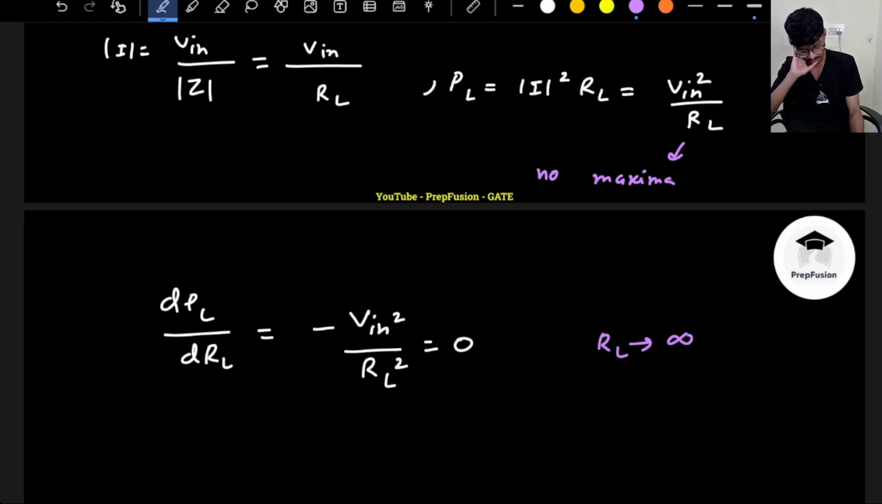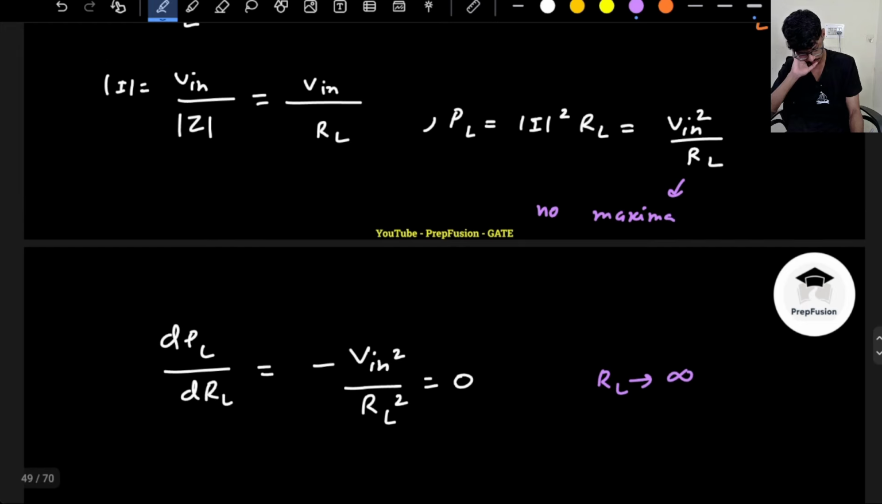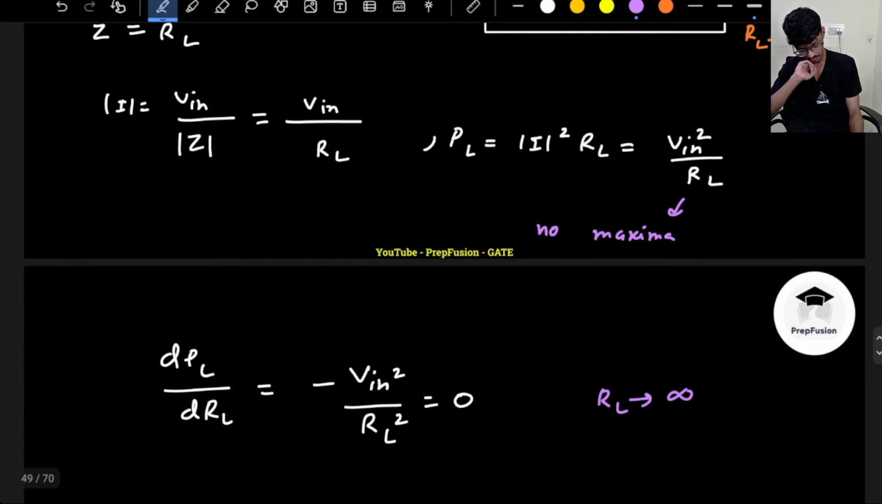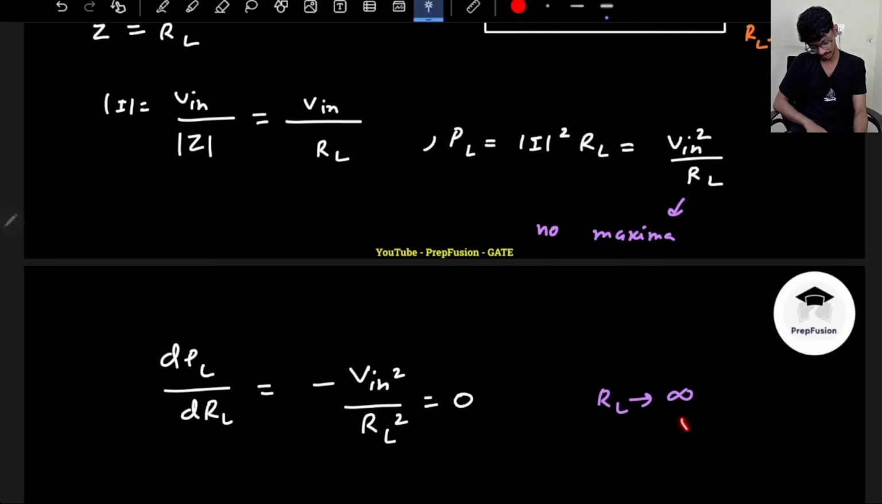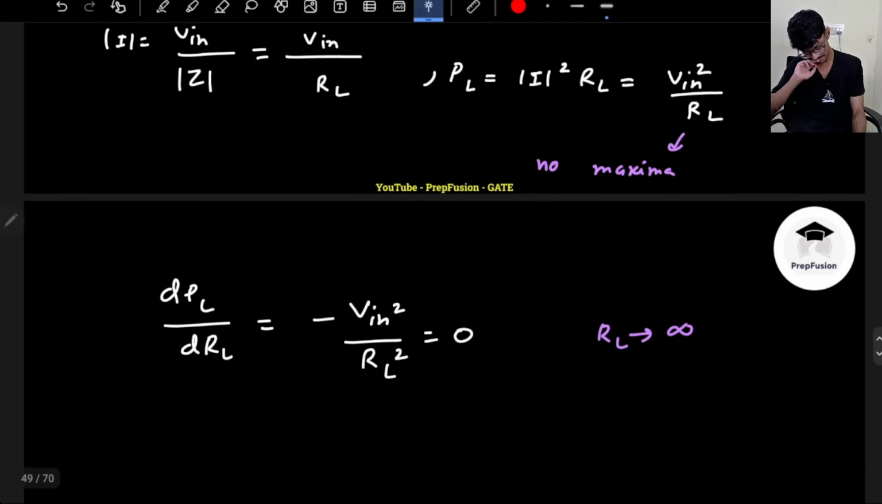And I hope you understand V in square by RL equals infinity. No, this should not be. Okay, something I'm doing wrong? No, I square into RL, V square by RL. Yeah, I'm not doing anything wrong. Basically, you cannot put infinity here. If you put infinity here, this will be 0, that is not possible, obviously. Either this will go to 0 at infinity, or RL equal to 0.